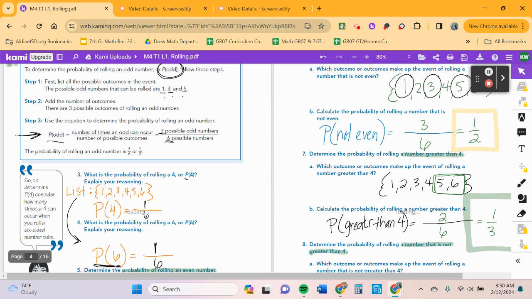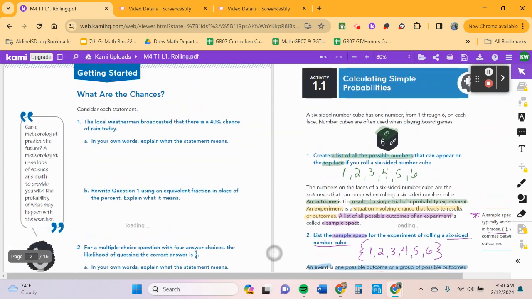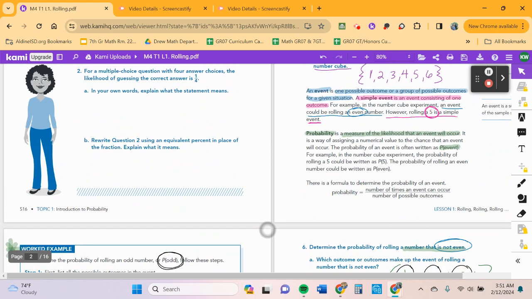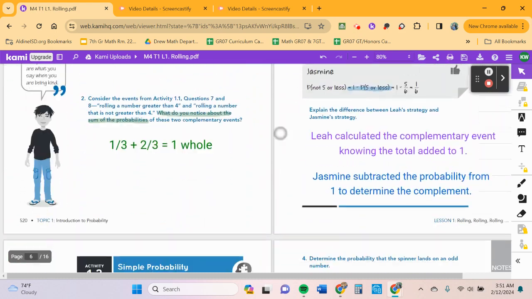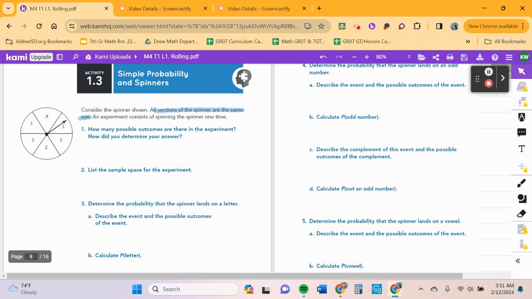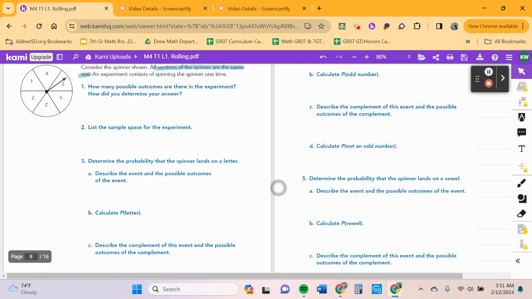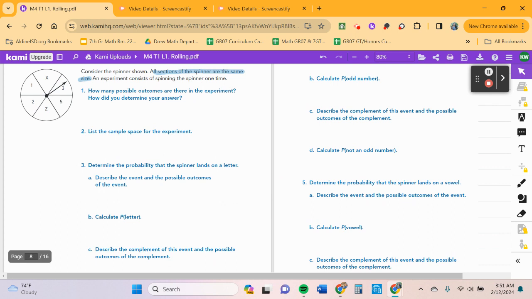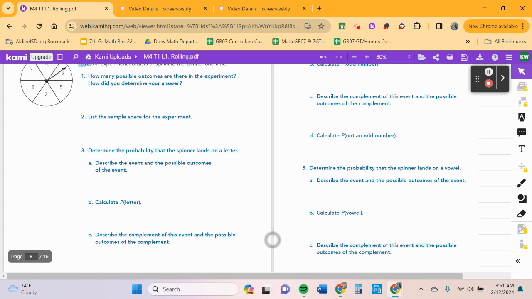All of the vocabulary is, let me keep scrolling, right here in activity 1.1. And then you've got your examples. I'm going back because I want you to start this activity on your own. So in a second, I'm going to have you pause and answer number one, number two, and then also number three, determine the probability that the spinner lands on a letter. Part A says describe the event and the possible outcomes. So, what are the possible outcomes? And then for 3B, you're going to calculate that probability of it landing on a letter.